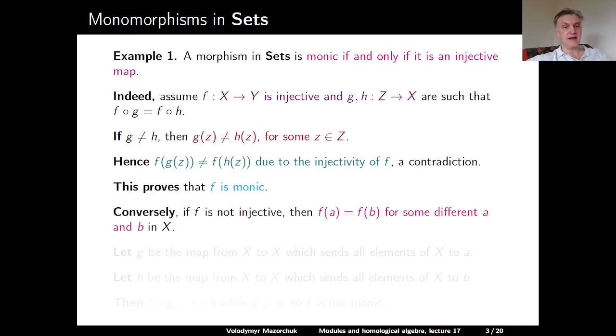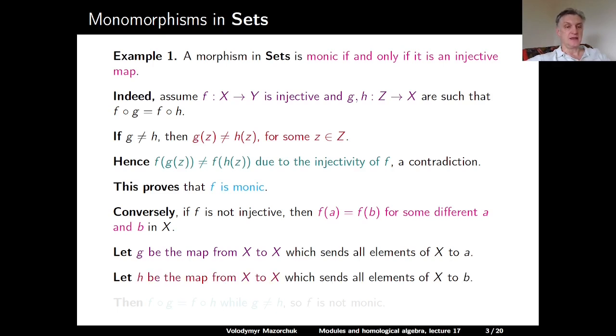Conversely, let F be a map which is not injective. Then there should exist two different elements A and B in the set X such that the value of F at A is equal to the value of F at B. Let G be a map from X to X which sends all elements in X to A, and let H be the map from X to X which sends all elements of X to B.